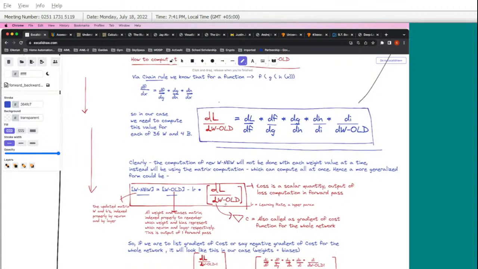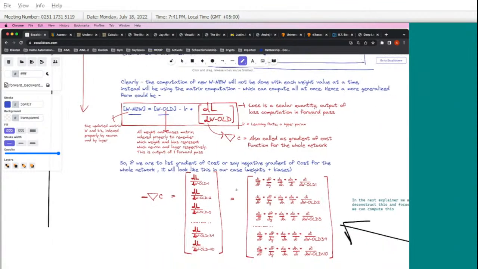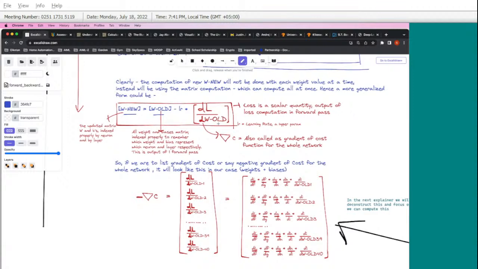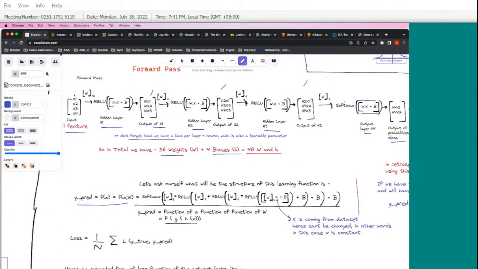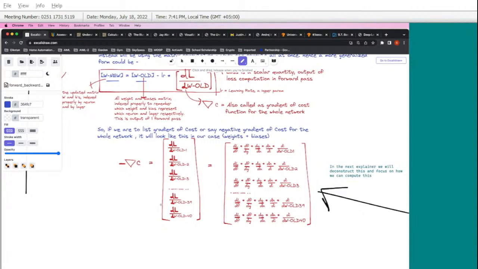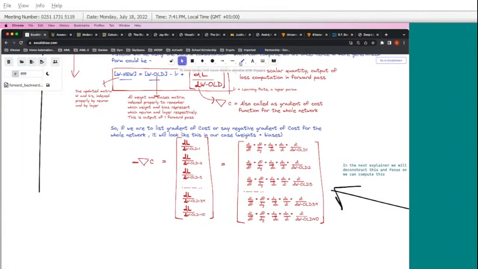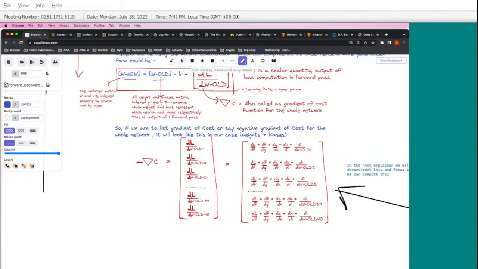Similarly, you will also have a matrix of dL by dW. This is nothing but my gradient, or negative gradient, of my cost. If you see how many Ws we have, we said just now that we have 40 Ws. Sorry, we have a total of 40 Ws, right? So basically this matrix is nothing but a collection of 40 Ws. If I name each of those, it is a matrix of W old 1, W old 2, W old 3, dot, dot, dot, W40.